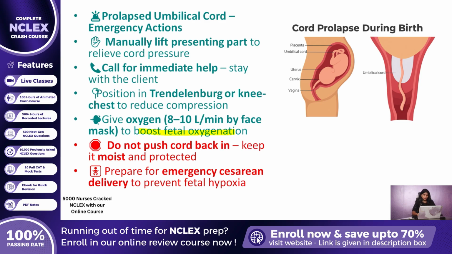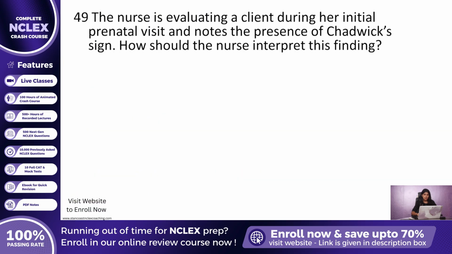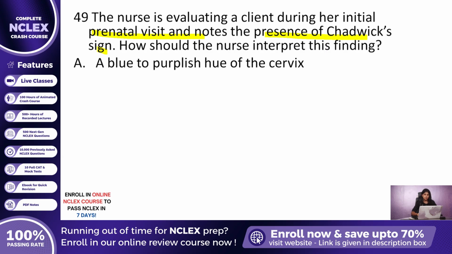Question 49 now shifts to a routine prenatal assessment. The nurse is evaluating a client during her initial prenatal visit and notes the presence of Chadwick's sign. How should the nurse interpret this finding? Here are the options. A. A blue to purplish hue of the cervix. B. Softness to the uterine fundus felt through the abdomen.